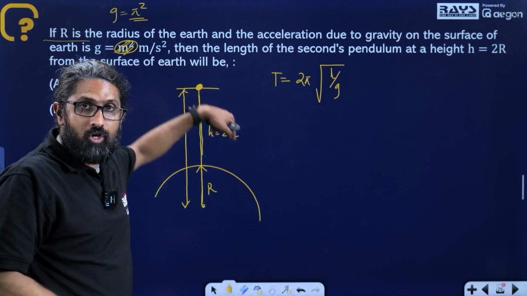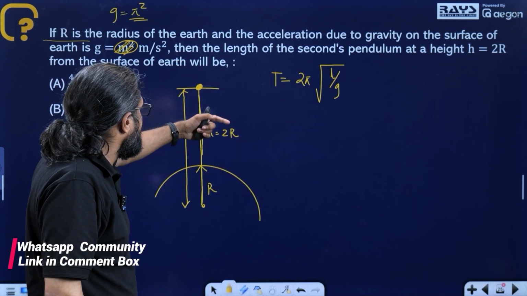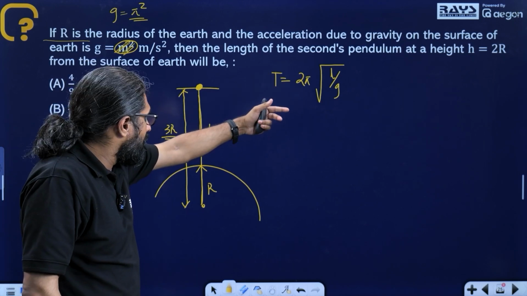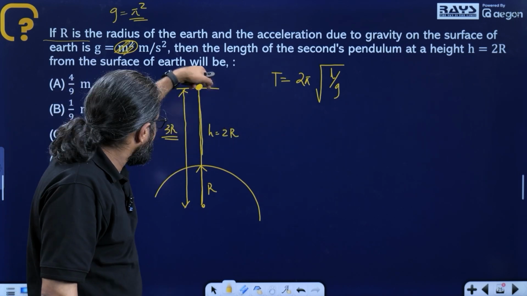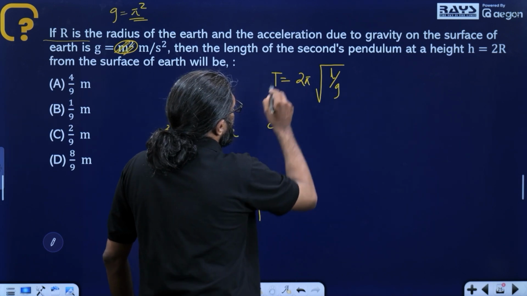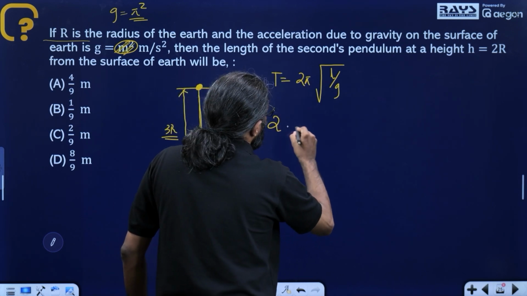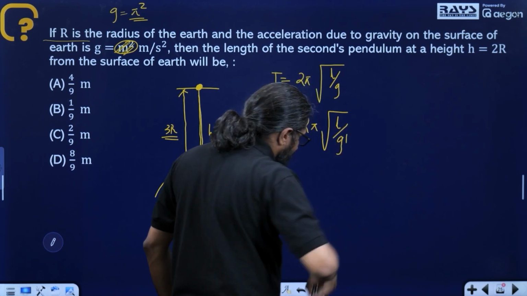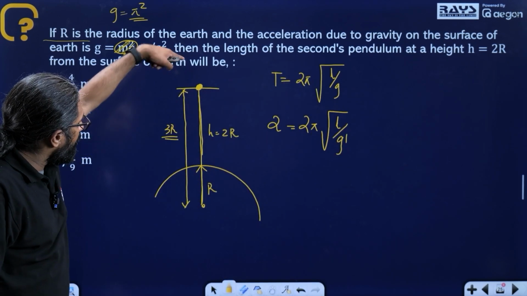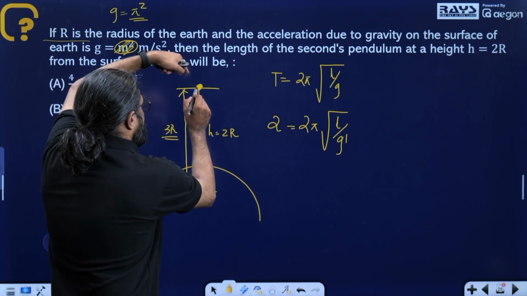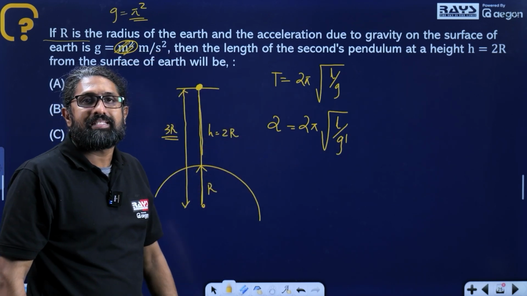In this case, we are solving for the length of a simple pendulum or second pendulum at the given point. A second pendulum will have a time period of 2 seconds. So T, which is 2, will be equal to 2 pi into root of L by G dash, because the point is very far away from the center of the earth. So we have to calculate G at this point. That is what we have written down as G dash.